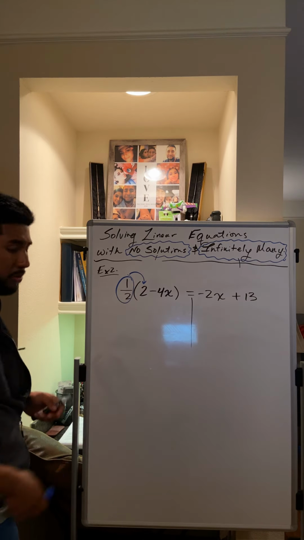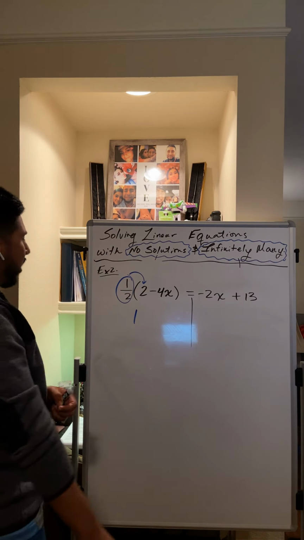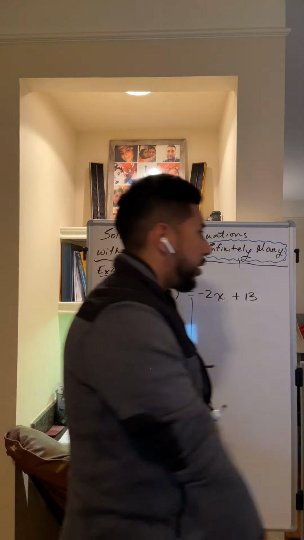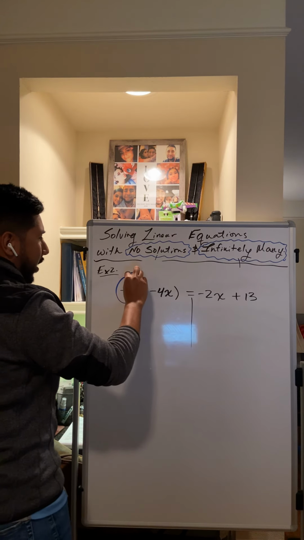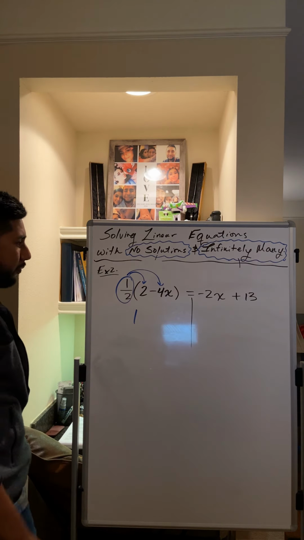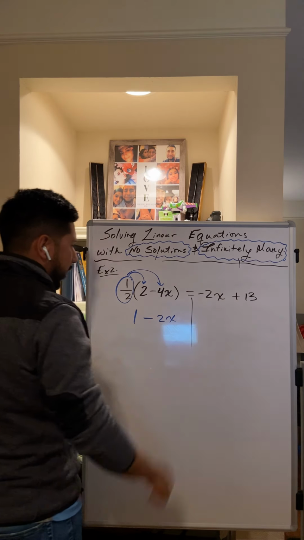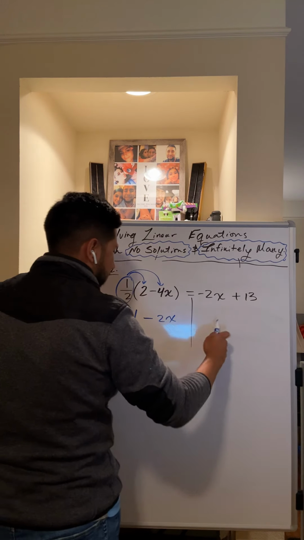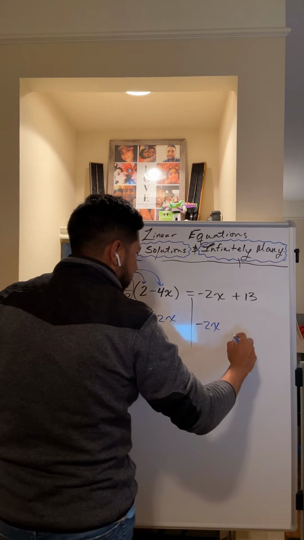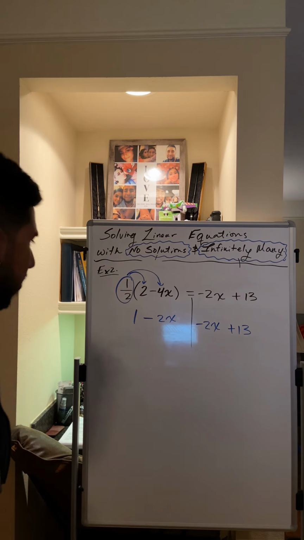So let's do this. 1/2 times 2 is just 1. If you have the calculator, great. If you don't, that's okay. We'll figure it out on the lowdown. Do the next one. 1/2 times a negative 4 is minus 2x. Okay. We could bring everything down. Negative 2x plus 13.